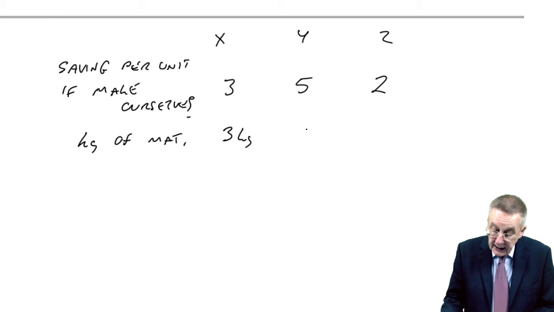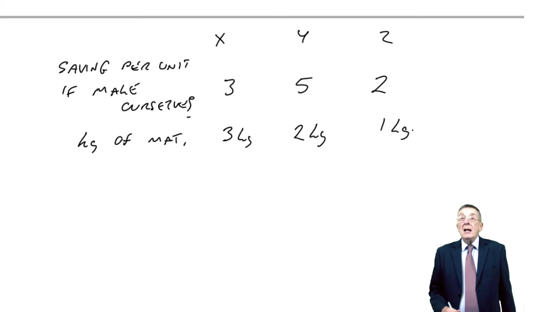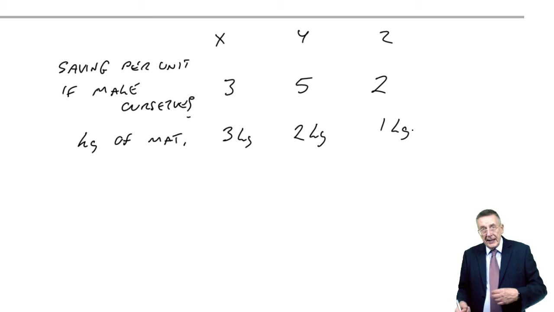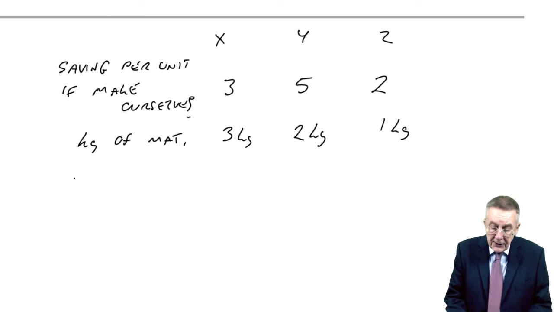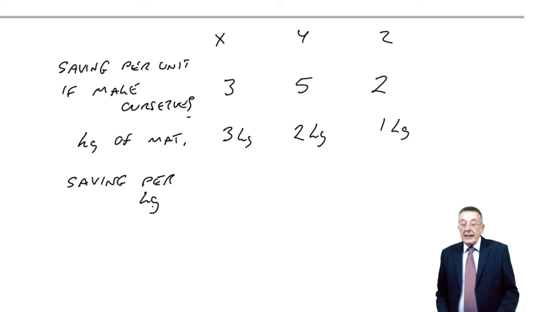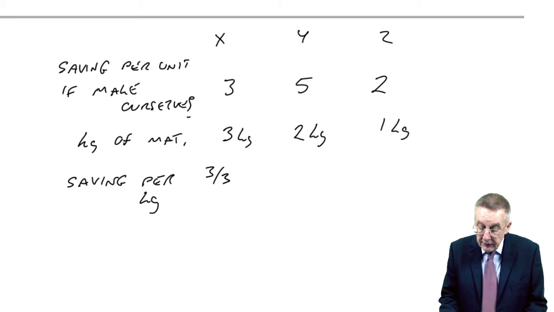X uses 3 kilos, Y uses 2 kilos per unit, Z uses 1 kilo. And so we want to use the material we have in the way that gives us the biggest saving per kilo. So what's the saving per kilo? Well, any material we use making X, it saves us $3 for every 3 kilos. We save $1 per kilo.